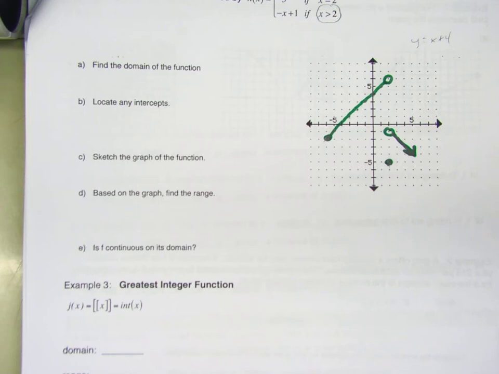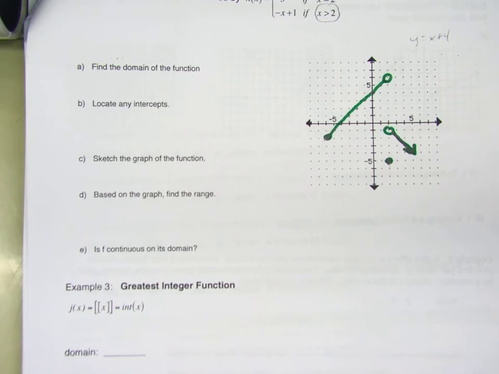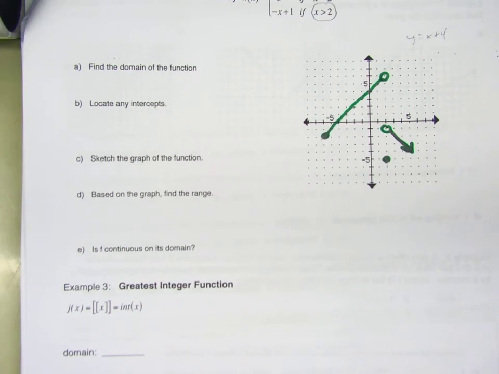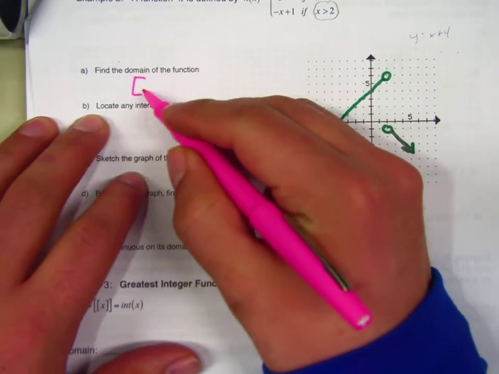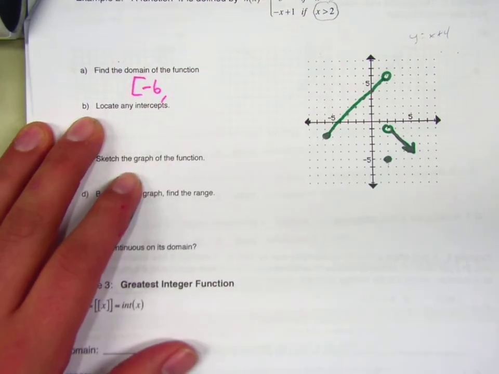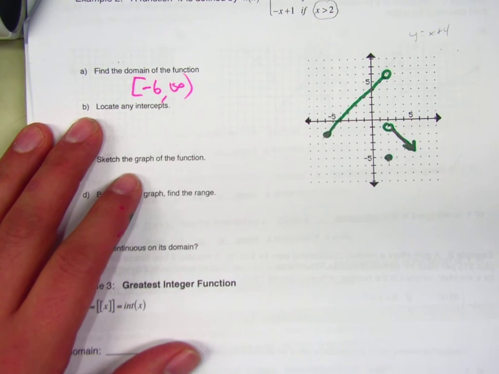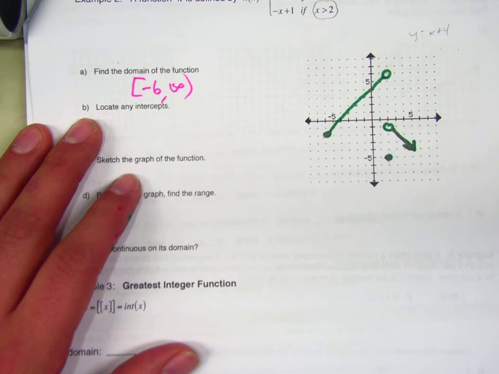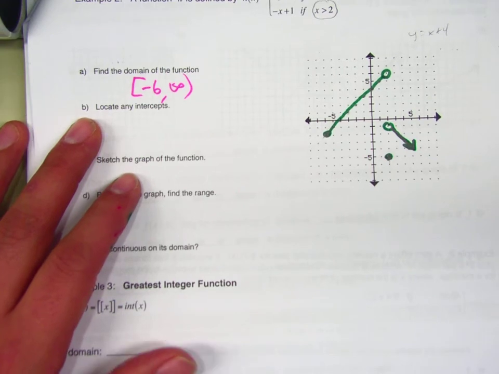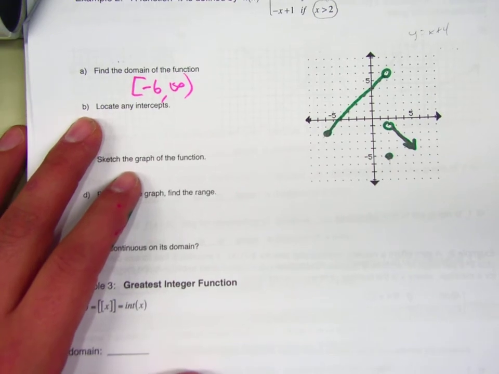Let's see how we're doing. What's the domain? Is it bracket -6? And then... Very good. Good job, Jared. How many of you got that? Okay. I get the bracket part. Okay, so a little more now. Why is it a bracket? Because it's not infinity and it's a closed one.